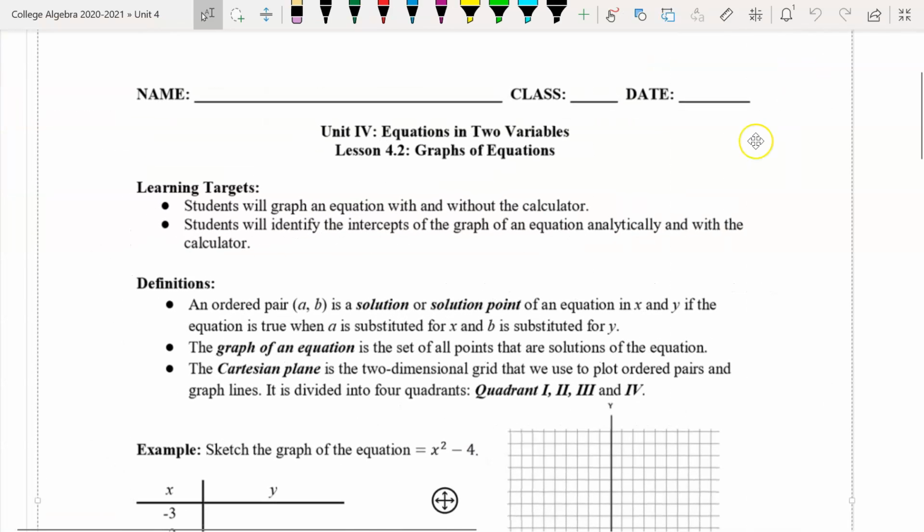Alright guys, so we started this new unit, so now we're going to do 4.2, graphs of equations. Just as a review, an ordered pair is a solution or a solution point of an equation in x and y if the equation is true when a is substituted for x and b is substituted for y. The graph of an equation is the set of all points that are solutions of the equation, and the Cartesian plane is the two-dimensional grid that we use to plot ordered pairs and graph lines.